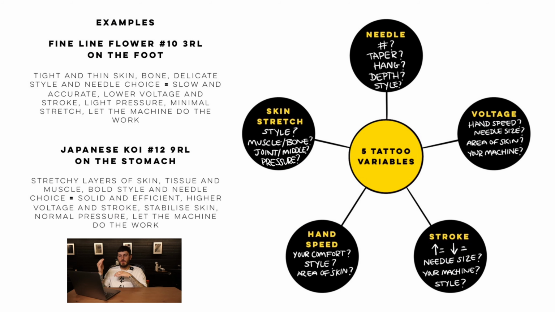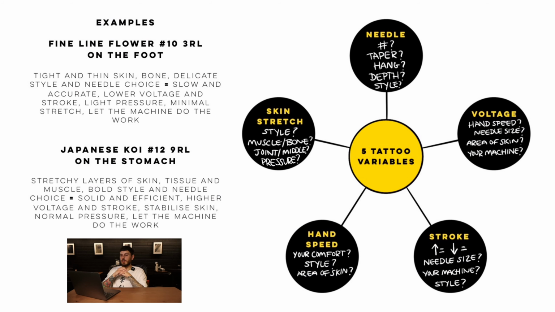And like I said, with the lower voltage and light pressure, if the machine is running too high, it's doing too much work. It might be doing too much damage, depositing too much ink. That's just not something that we want for thin skin with bone underneath it. So let the machine do the work also applies to bolder styles of work too.